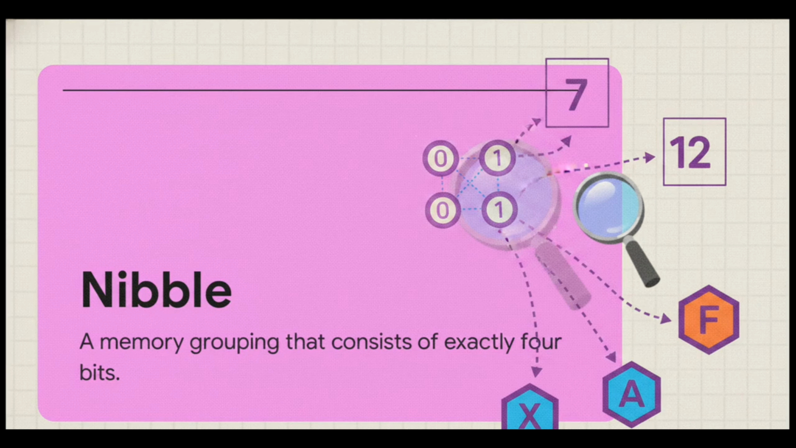When we group 4 of these bits together, we get what computer scientists playfully call a nibble. I love that term. A nibble is really useful because it's the exact size you need to represent single decimal numbers in binary code, or single hexadecimal numbers, which we're going to look at a bit later.